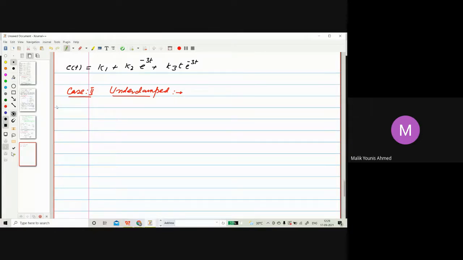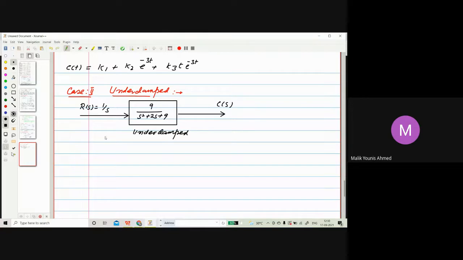We had a step input and a transfer function whose value we have given. The step input is 1 by s. Then we have the transfer function in the case of underdamped: 9 over s square plus 2s plus 9. We have both real and imaginary parts in this case. This is the response for underdamped.